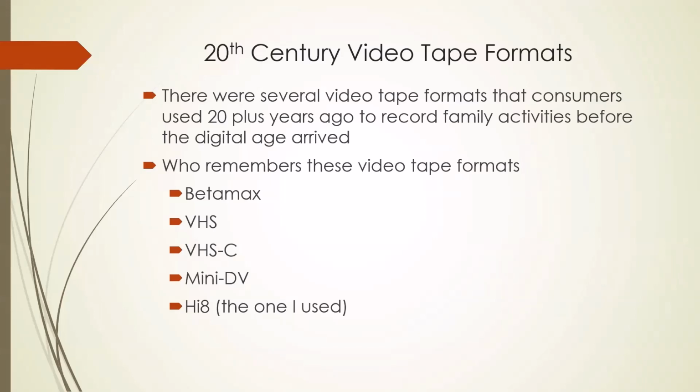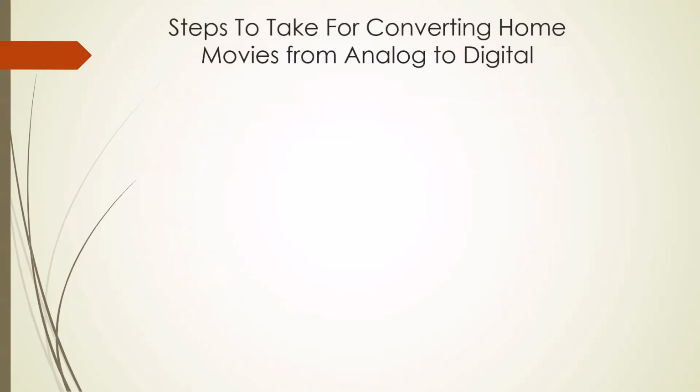Betamax. Actually, I owned one of the earliest Betamax machines and really liked that, but no, what took over was VHS. VHS-C, C standing for compact. Then there was the mini DV, and then the one I used in the 90s mostly was called High 8.